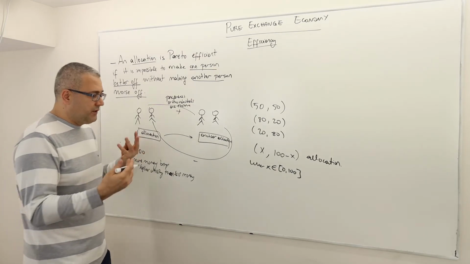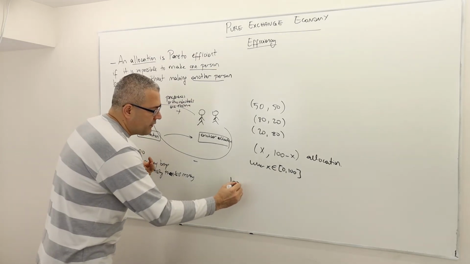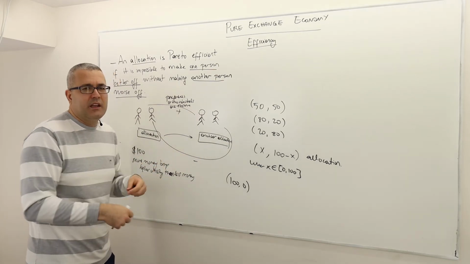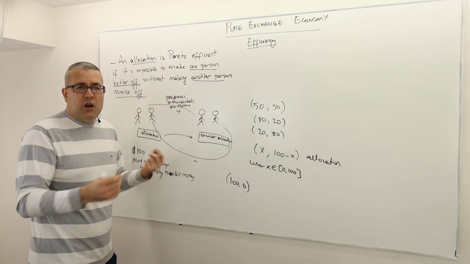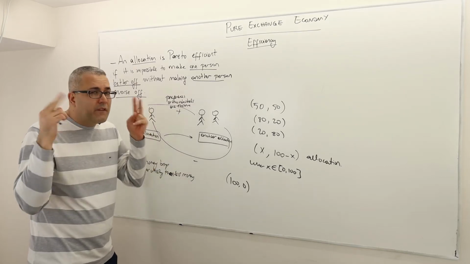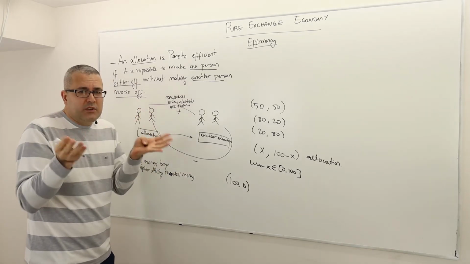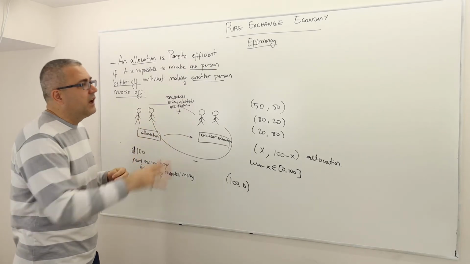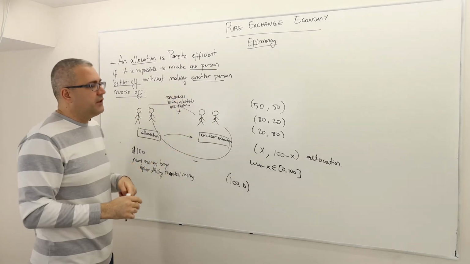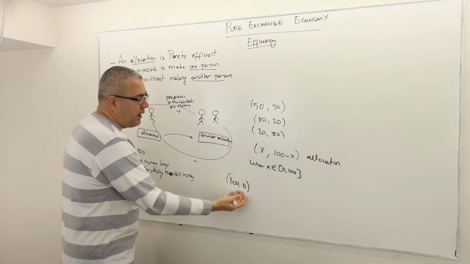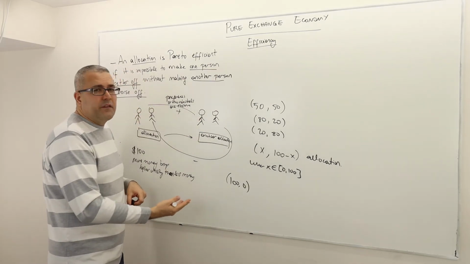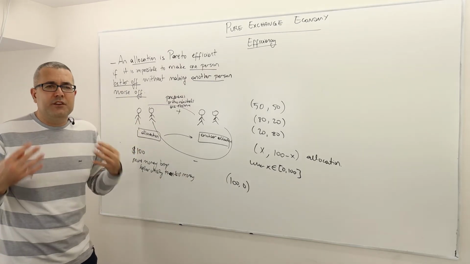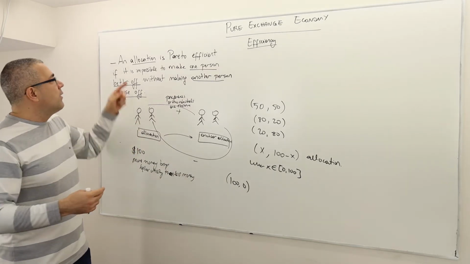Clearly allocations like 100-0 or 0-100, meaning one guy gets everything, the other guy gets nothing, seem so unfair, right? Whatever fair means, we don't really define it, at least in this context or in economics, I mean, in a pure exchange economy. But once again, we're not defining fairness here. We're talking about efficiency.